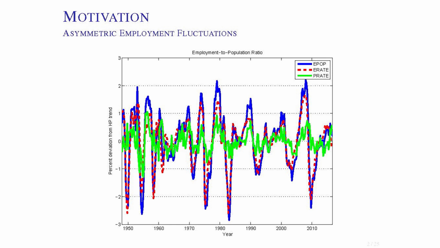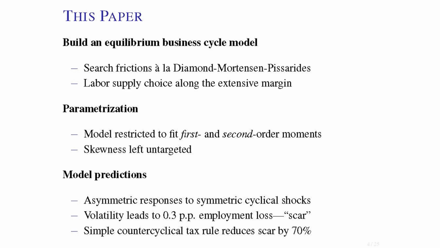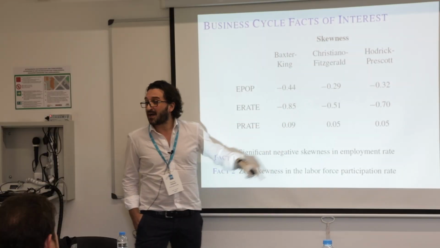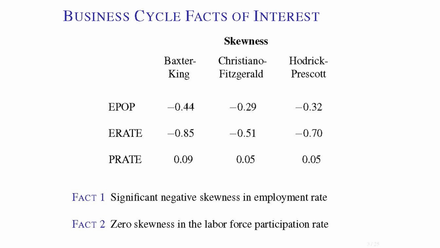After the 80s, there is also another asymmetry that the literature has talked a lot about, the so-called jobless recoveries, which implies an asymmetry between the behavior of output and the behavior of employment. But we are not going to talk about this in this paper. The statistics I showed you are more or less the same before the 80s, from the 50s to the 80s, and after the 80s. So what do we do in this paper? We just build an equilibrium business cycle model.